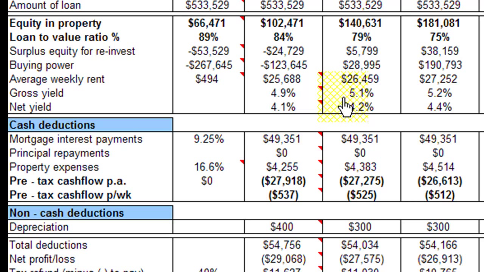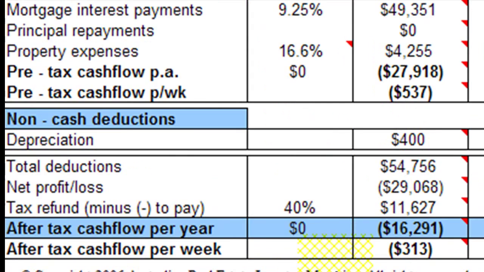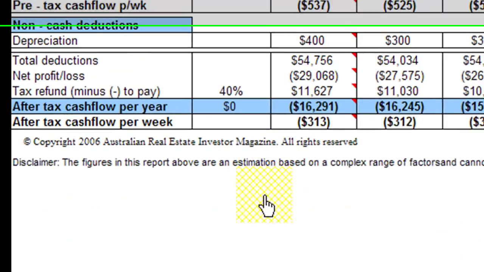You can see as a result of that, $28,000, $27,000 a year in rent. By the time we take out mortgage interest payments and property expenses, we actually have a negative cash flow situation in the first year of almost $28,000. Even on a weekly basis, that's equivalent to about $537 a week.